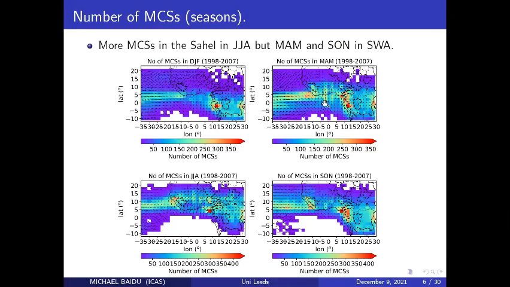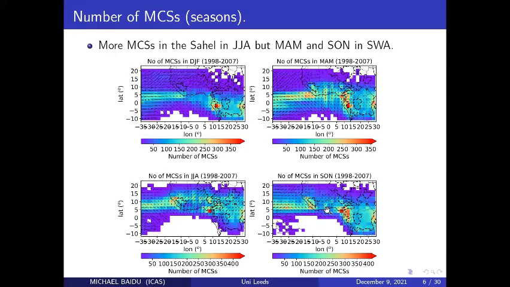So from March, April, May, as the ITD begins to move northward, you begin to have the convective storms moving along with it. In March, April, May, a lot of storms begin to affect Southern West Africa. By June, July, August, they reach the Sahel, which is the northern part of West Africa. Then from September, October, November, as the ITD begins to retreat, the storms also retreat along with it.